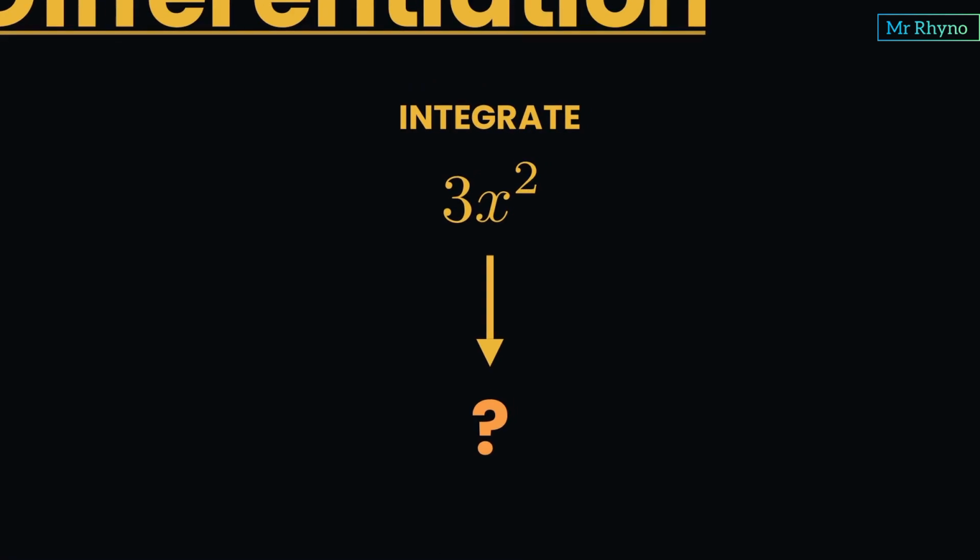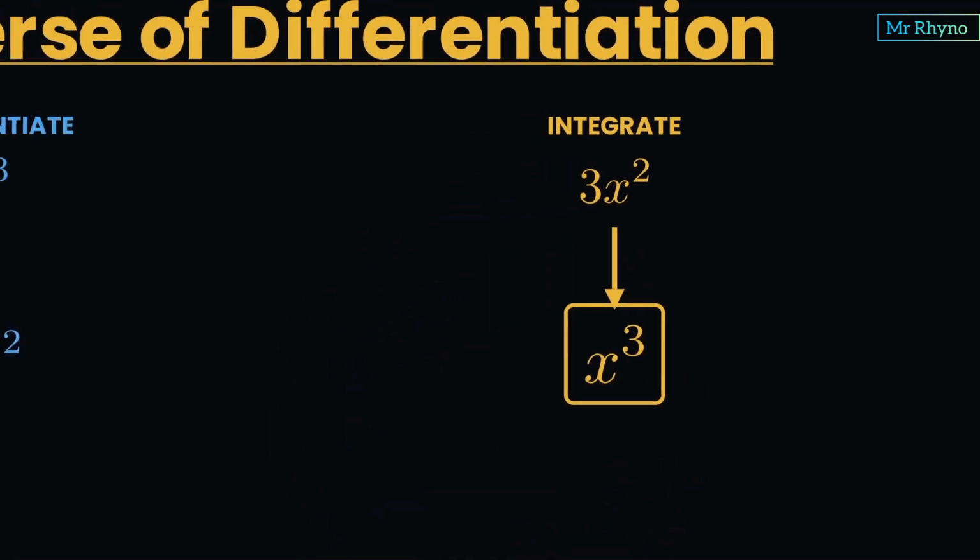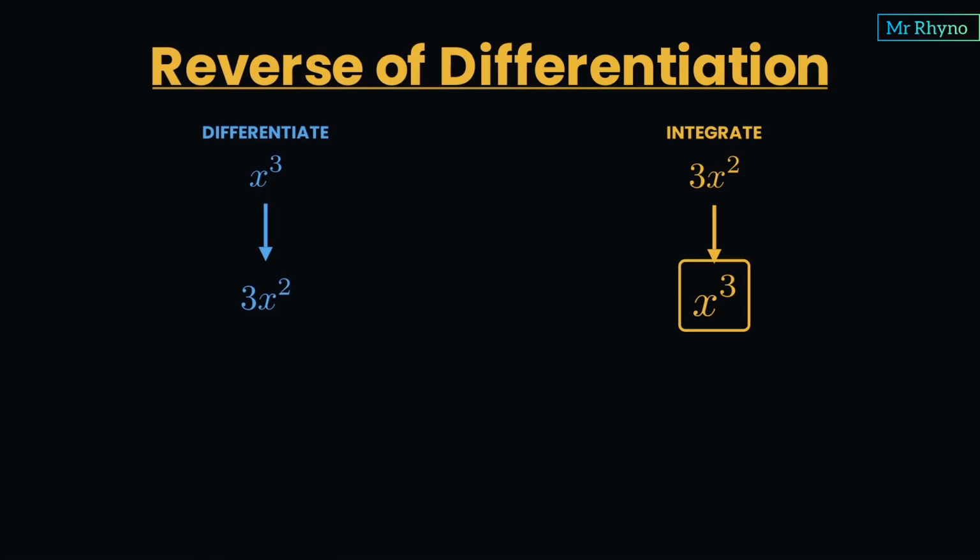Suppose the derivative of x cubed equals 3x squared. So if we ask, what is the integral of 3x squared dx? We are asking what function differentiates to 3x squared. The answer is x cubed, because the derivative of x cubed equals 3x squared. So integration is, in this sense, reverse differentiation.